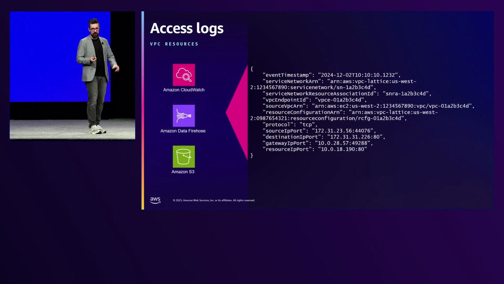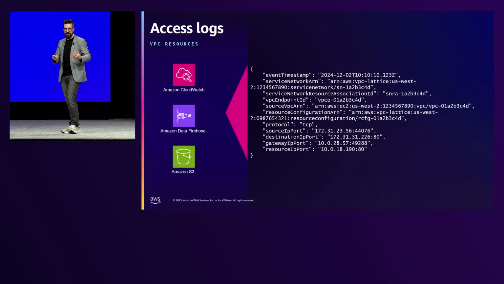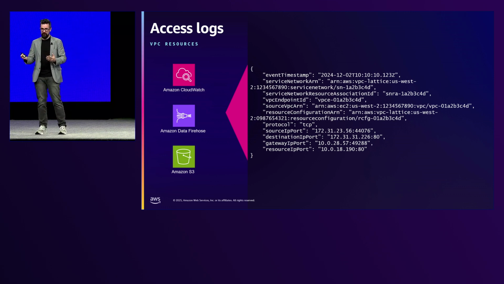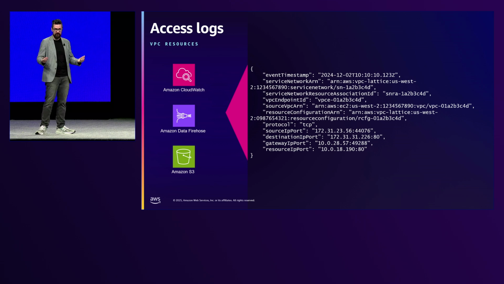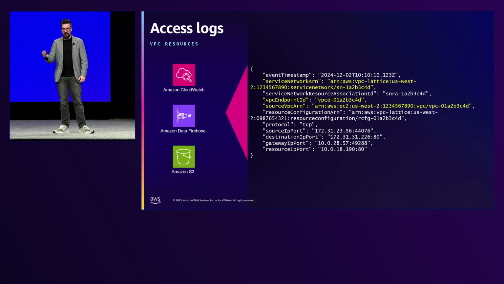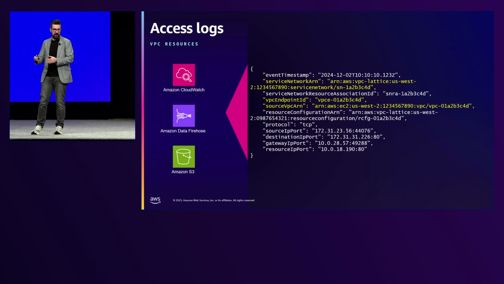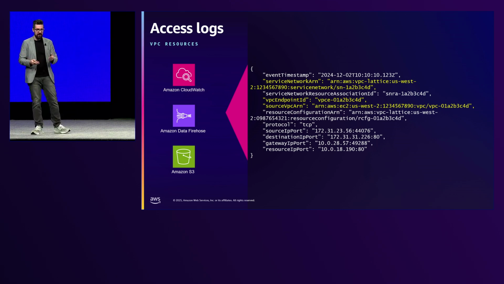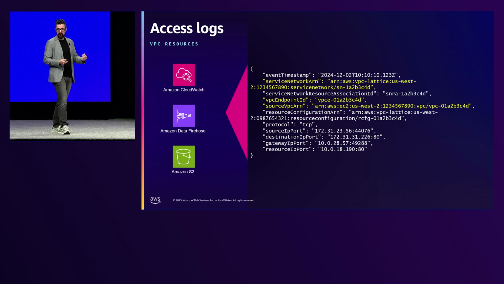And for VPC resources, you'll notice this is a little bit smaller, a little bit less information, but again, we're not operating at layer 7. We're not going to have visibility because this might not be an HTTP or HTTPS request. But we still have information like our service network ARN. We can see the VPC endpoint IDs that this path followed, as well as the source VPC ARN, as well as things like ports, protocols, etc.